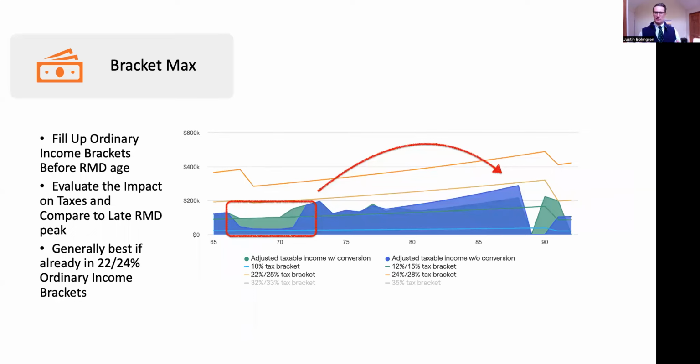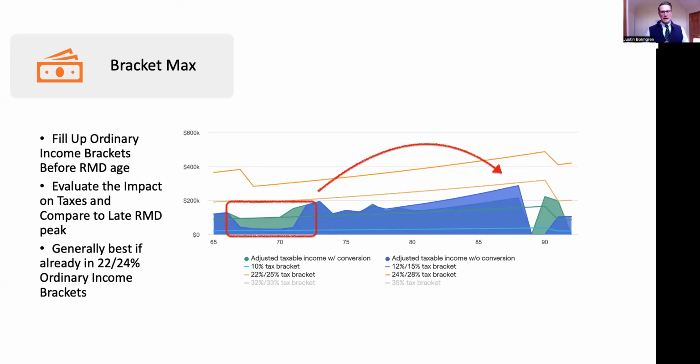The bracket max conversion's purpose is endeavoring to minimize the impact of RMDs, required minimum distributions, later in life. Up until a few years ago, based on life expectancy tables, when we needed to start taking RMDs, this was an even larger impact than it is today. Life expectancies have been extended, which has actually lowered the RMD amounts. By extending the life expectancy tables, I'll say that again, it's actually lowered the required minimum distributions on a dollar for dollar basis as a percentage of your portfolio.